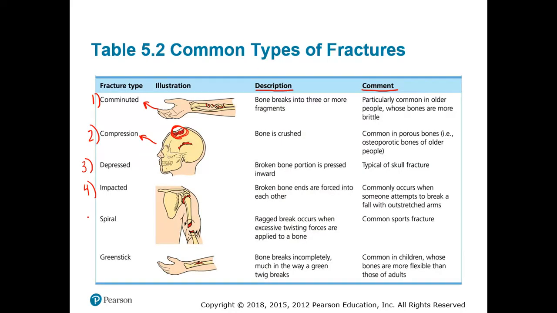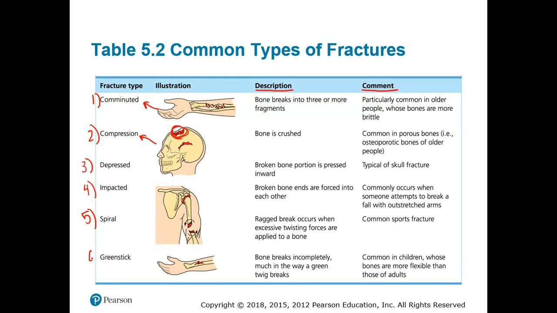The fifth type is called a spiral fracture. This is where we get a very ragged break, and it's because there was either an excessive twisting force applied to the bone or somehow you twisted it as you fell. This is very common in sports fractures. If we think about how we play sports, even football, you twirl and you turn. In basketball, you're doing a lot of turning, so you're doing a lot of those twisting force motions, and this is where we see a lot of these spiral fractures.